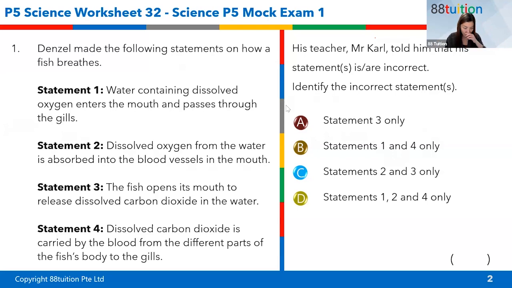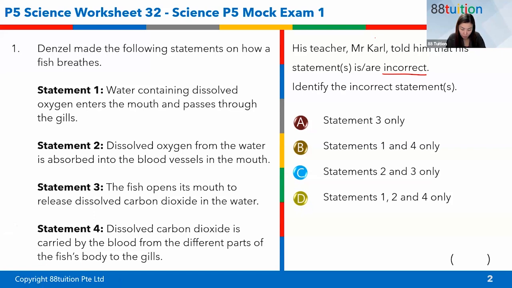Okay, let's go on to this. Statement 1: Water containing dissolved oxygen enters the mouth and passes through the gills. Statement 2: Dissolved oxygen from the water is absorbed into the blood vessels in the mouth. Statement 3: The fish opens its mouth to release dissolved carbon dioxide in the water. The last statement says dissolved carbon dioxide is carried by blood from other parts of the fish body to the gills. Which are the statements that are incorrect? Do you all know?